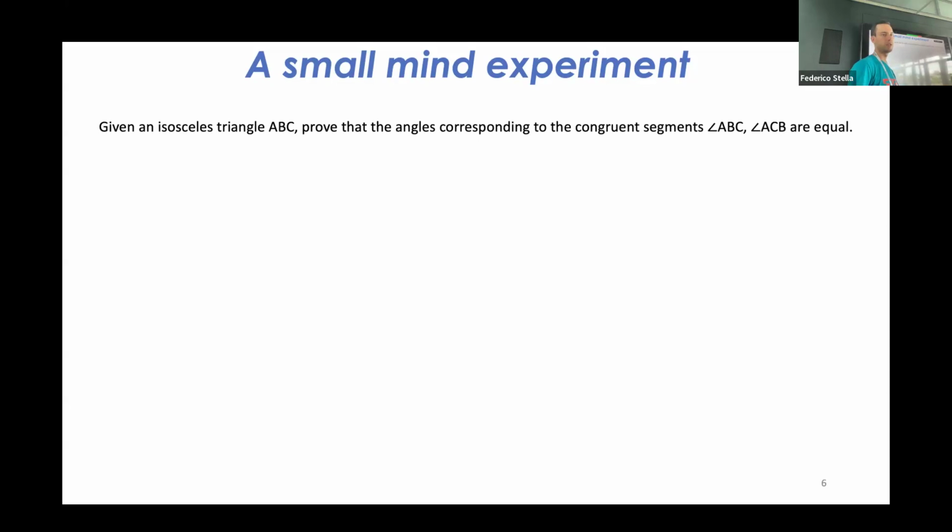So let's say I give you this. Given an isosceles triangle ABC, prove that the angles corresponding to the congruent segments, ABC, so the angle on B, and ACB, so the angle on C, are equal. I'm not asking you to prove it. I'm just asking you, what would you do? You're given this. What do you do now?